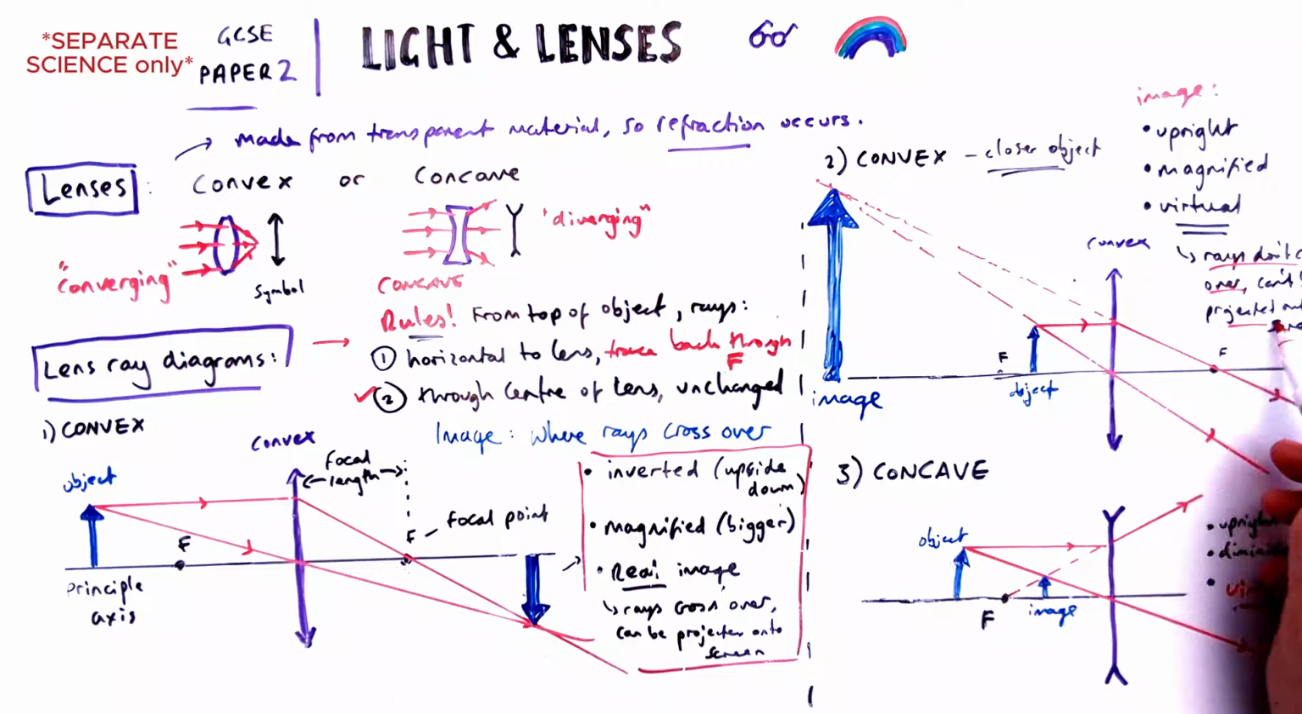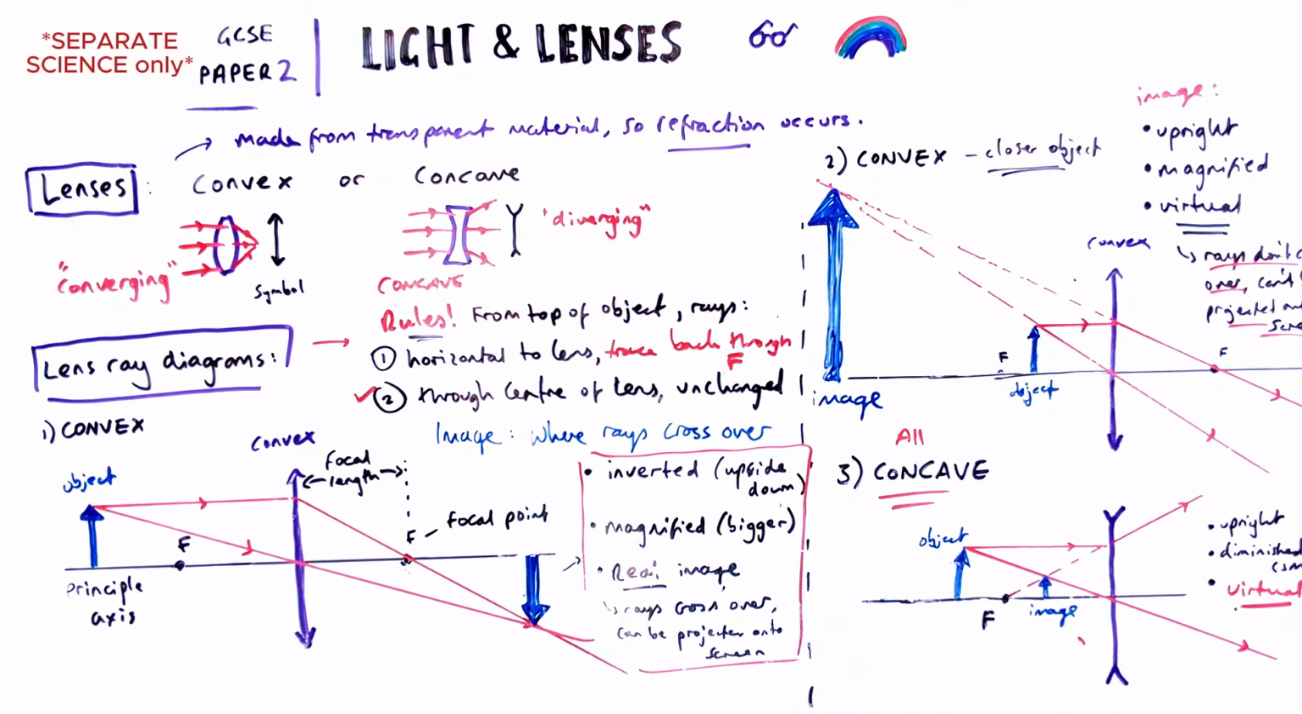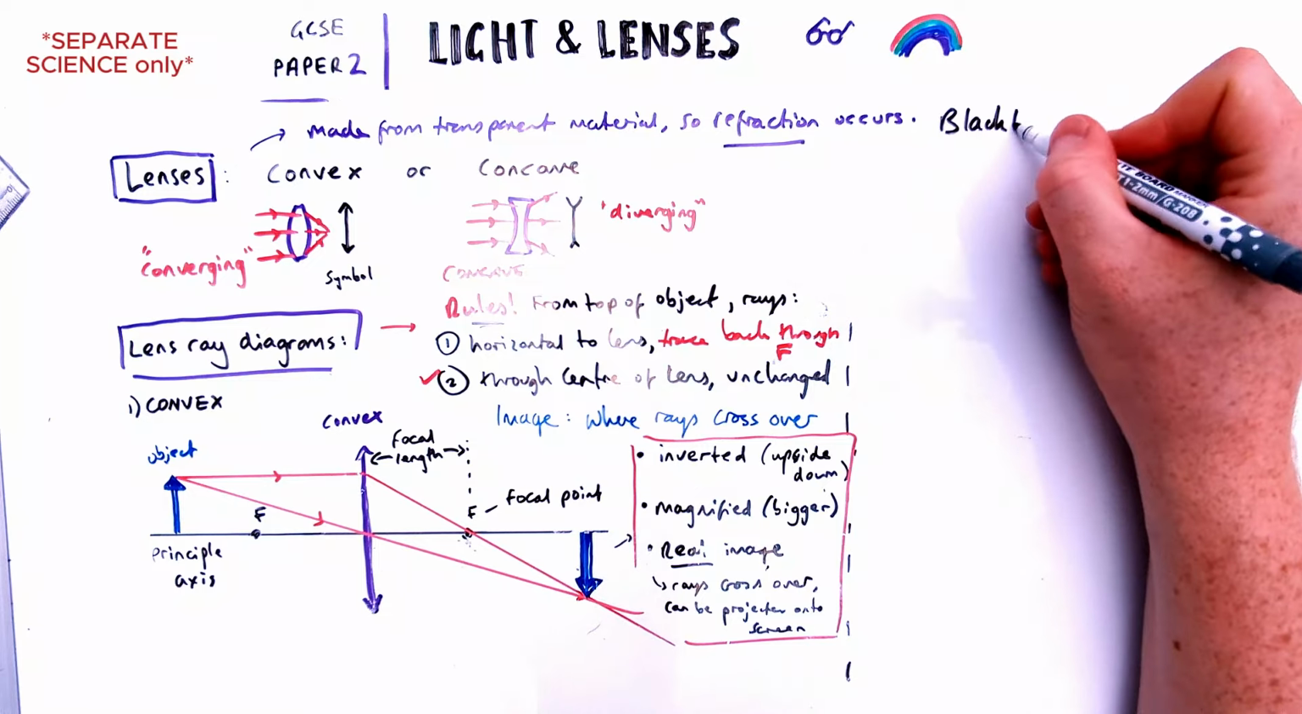So an example of this would be a telescope, which takes really big objects and makes them really small in telescopes for us to be able to see. And that's our concave lens. Each of those diagrams would be 3 marks for the drawing of the rays if you draw them in the real exam. Lastly, for this separate science only video, we're going to talk about blackbody radiation.